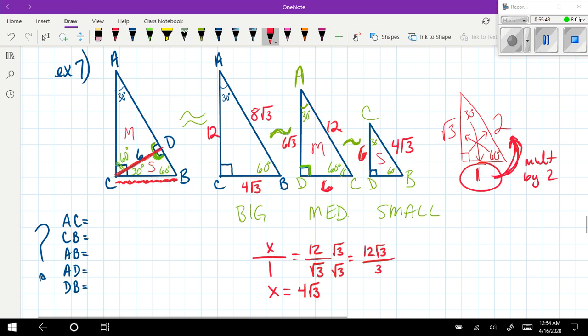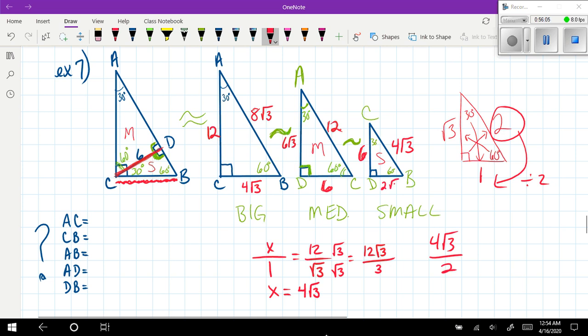And then if I know the hypotenuse of my small triangle, which I just found, 4 root 3, then how do I go from the hypotenuse down to my one side? All I have to do is divide by 2. So what is 4 root 3 divided by 2? And I'm hoping you're telling me that is 2 root 3. And I have everything there.